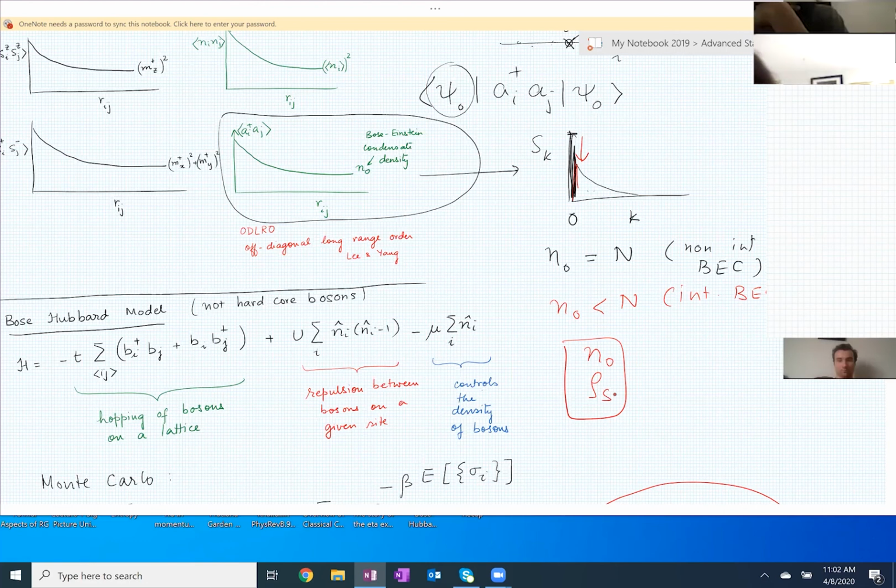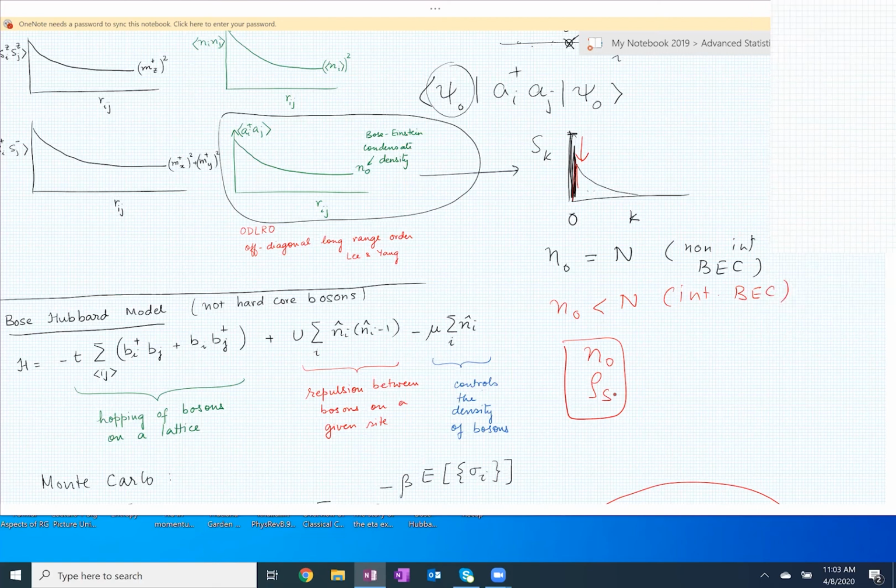Hi, Nandini. Hi. Do you have time to ask some questions? Absolutely. Could you explain the terminology, why it is called off diagonal? Is that just because the i and j are different? No, it's because of the wording. They use ZZ correlations to mean diagonal.